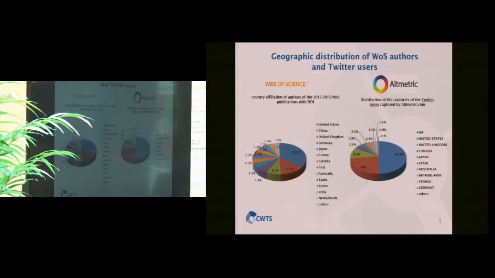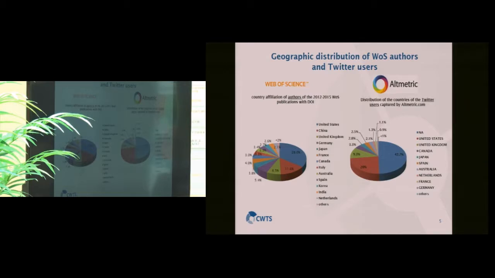So this shows the geographical distribution of both authors and Twitter users. On the left side, we see the proportion of authors of these tweeted publications. This is something that we already know: these publications are affiliated mostly to US, China, UK, Germany, and less than 5% of them are affiliated to other countries. And on the right side, we see the distribution of countries of Twitter users, which were obtained through altmetric.com.